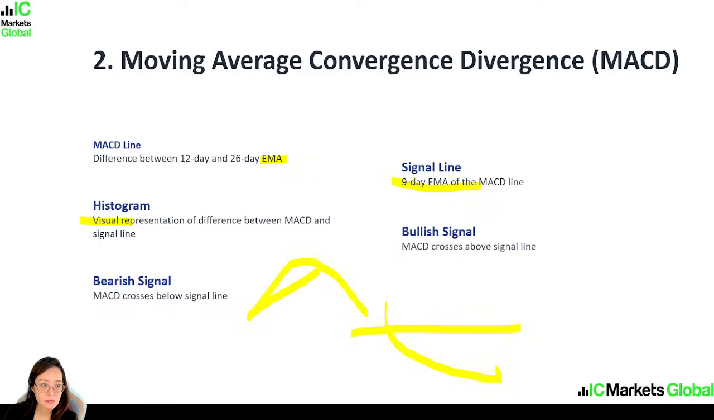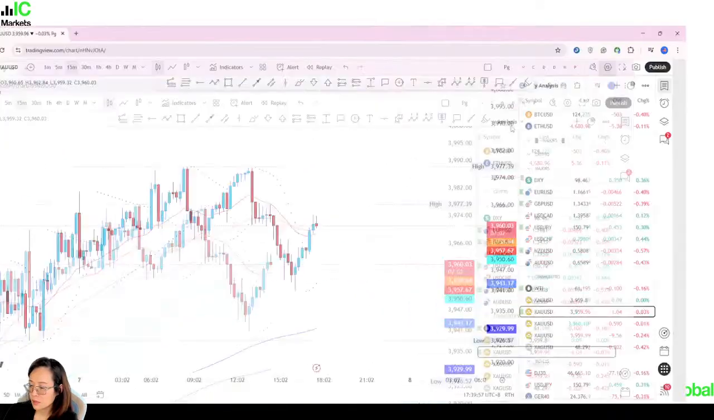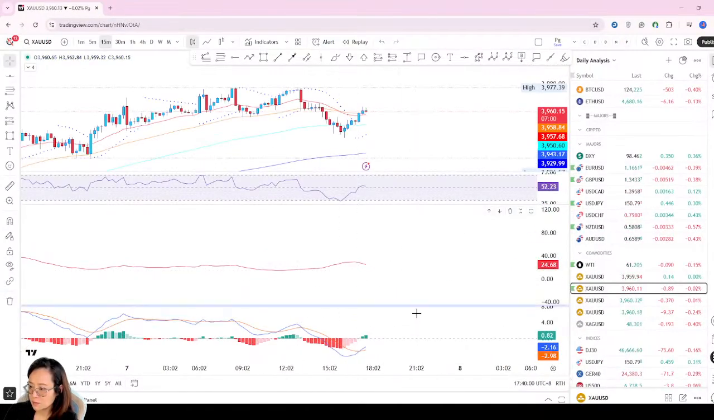Okay, right here, I have so many lines. Oof, no, not this one, this one. I'm going to pull out the MACD. Where's my MACD, which is here, right?